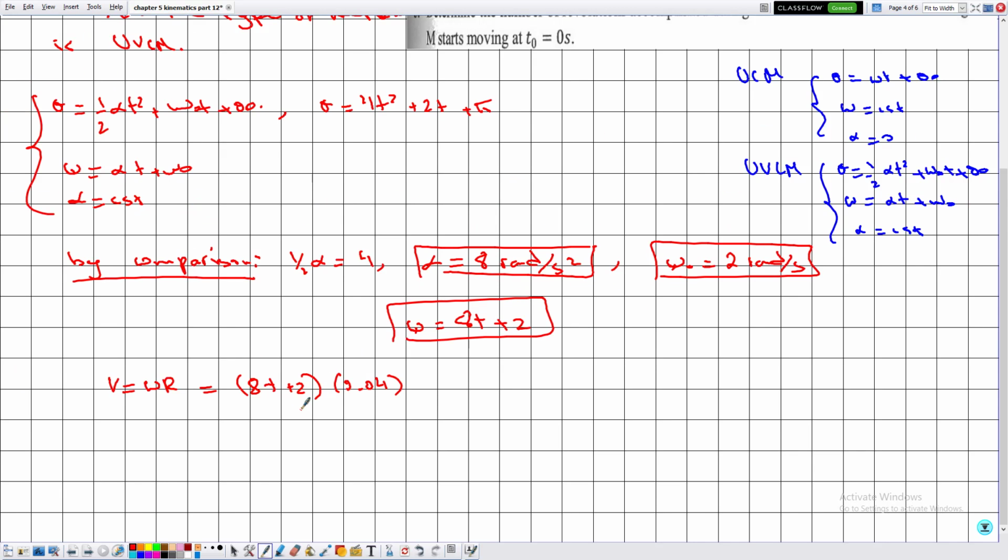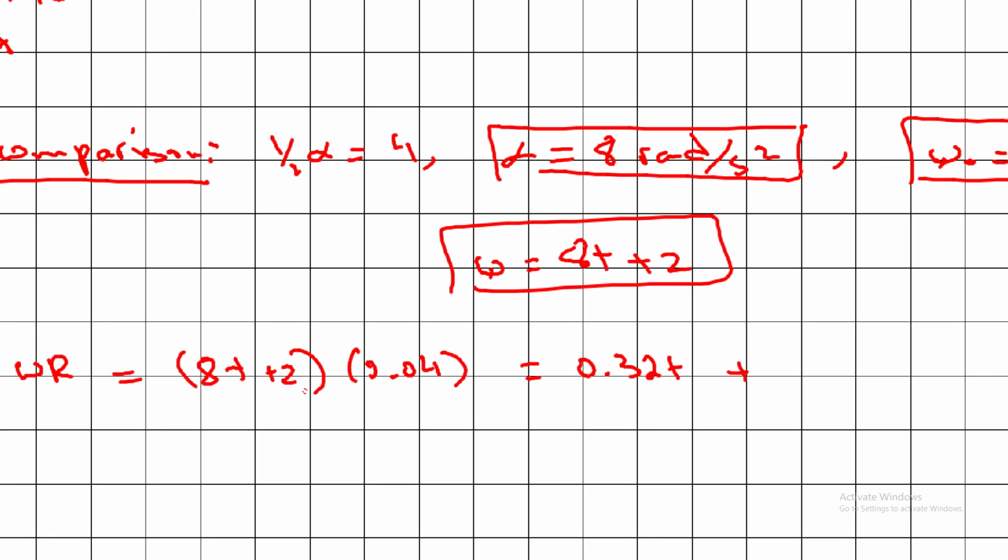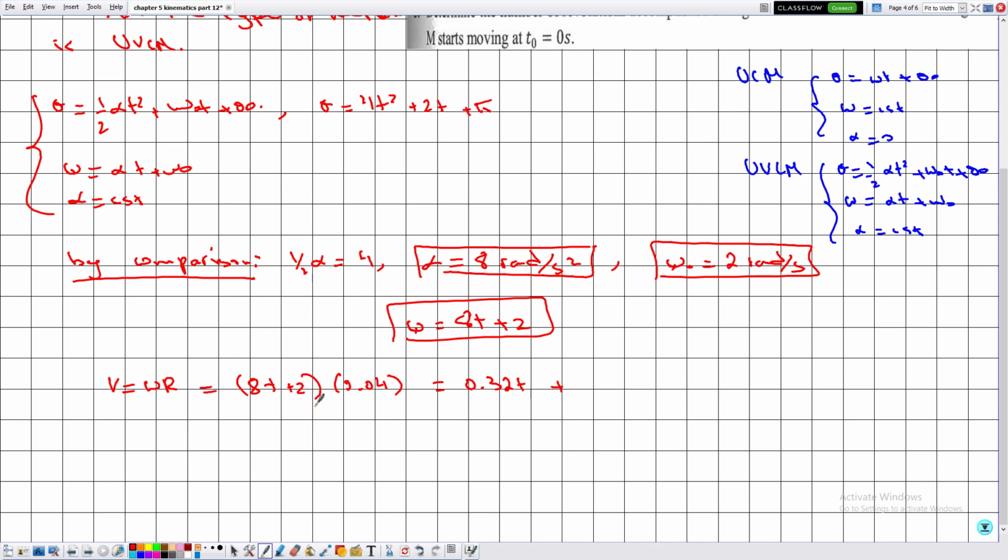Now let's expand here. 8 multiplied by 0.04 is given by 0.32 multiplied by t, plus 2 multiplied by 0.04 is given by 0.08. So in this case, the speed, which is the magnitude of the velocity, which is the linear velocity, is given by v is equal to 0.32t plus 0.08. Okay.